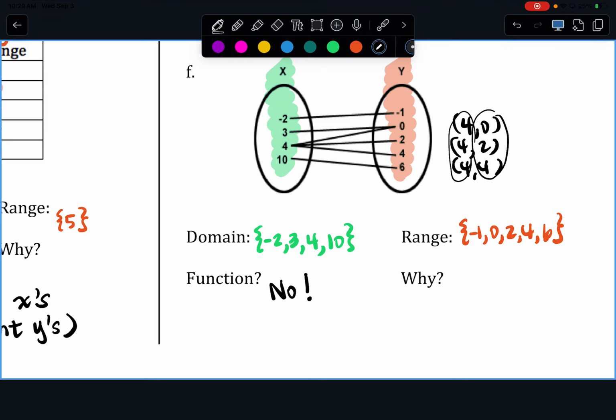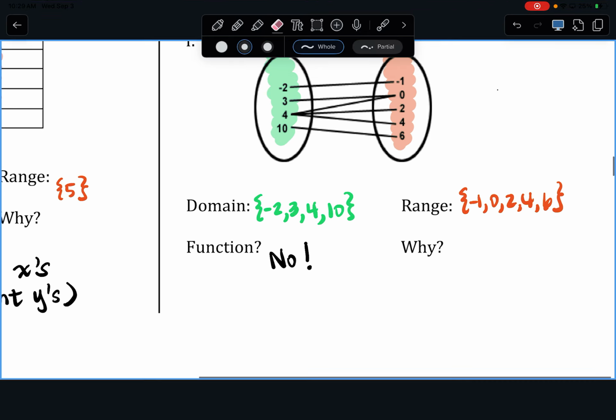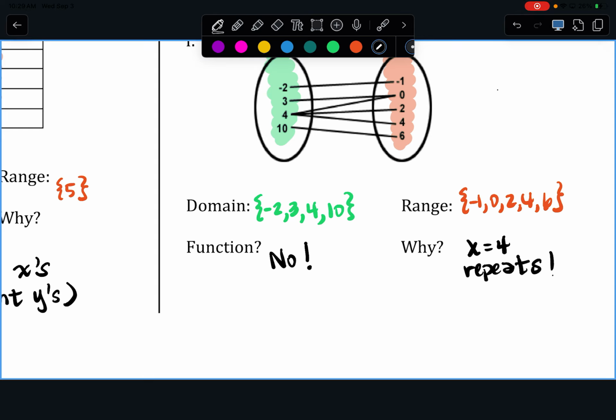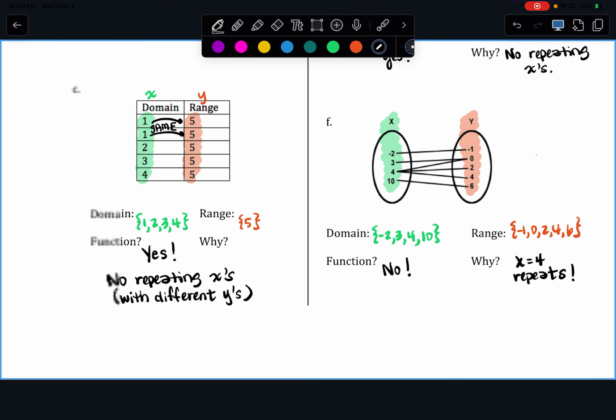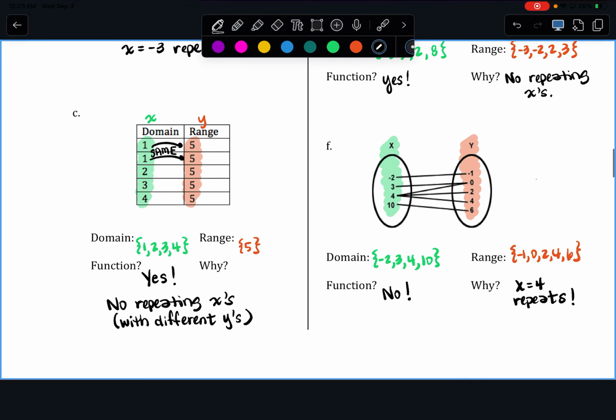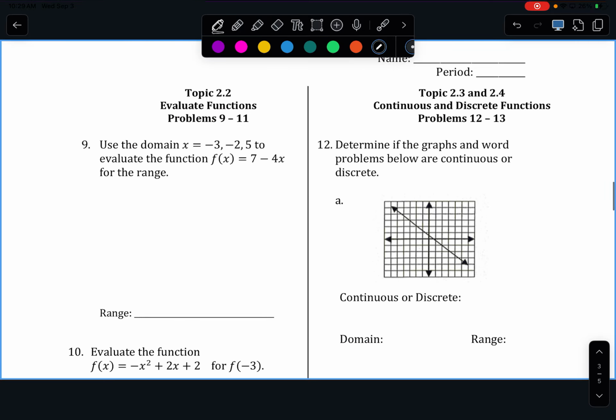And so we're looking for more than one line coming out, right? So I'm just going to say x equals 4 repeats. If you just want to write that the x's repeat, that's okay. I'm just being more specific and talking about which number is causing the problem. Okay, all right, let's move on. I think we've just about killed the concept of discrete domain and range there.